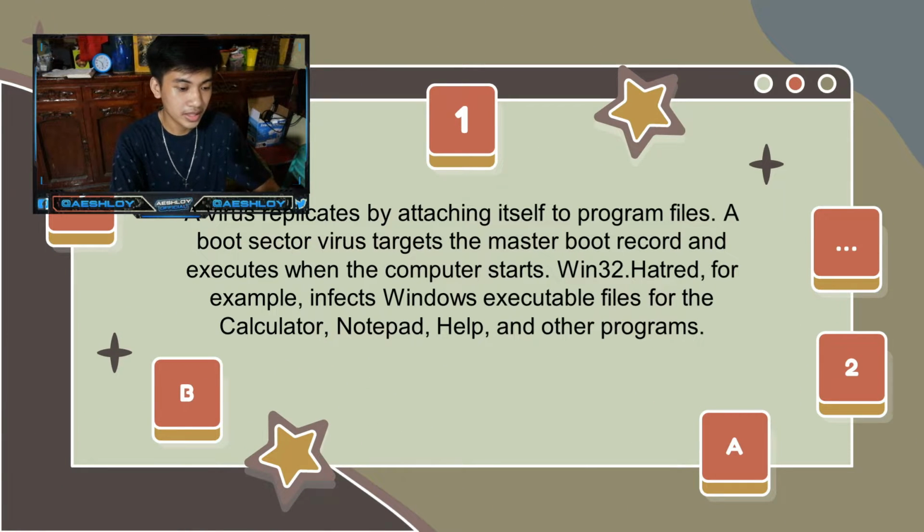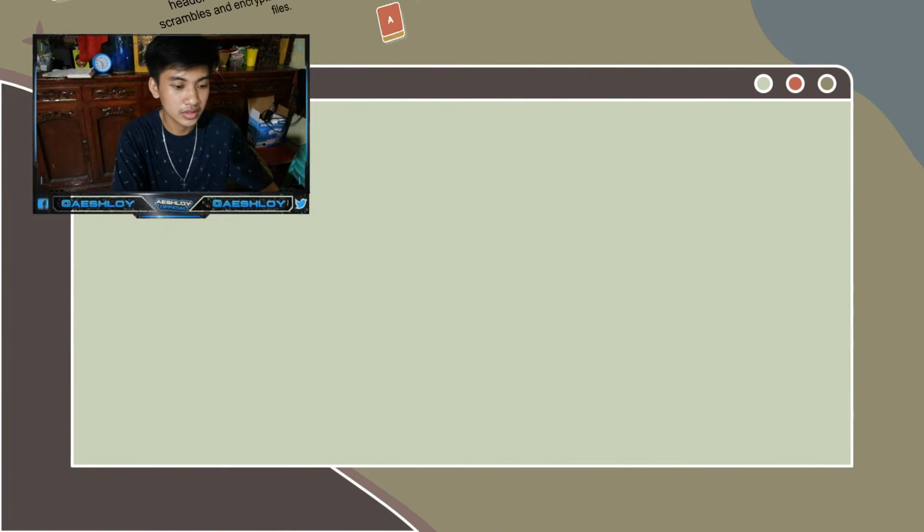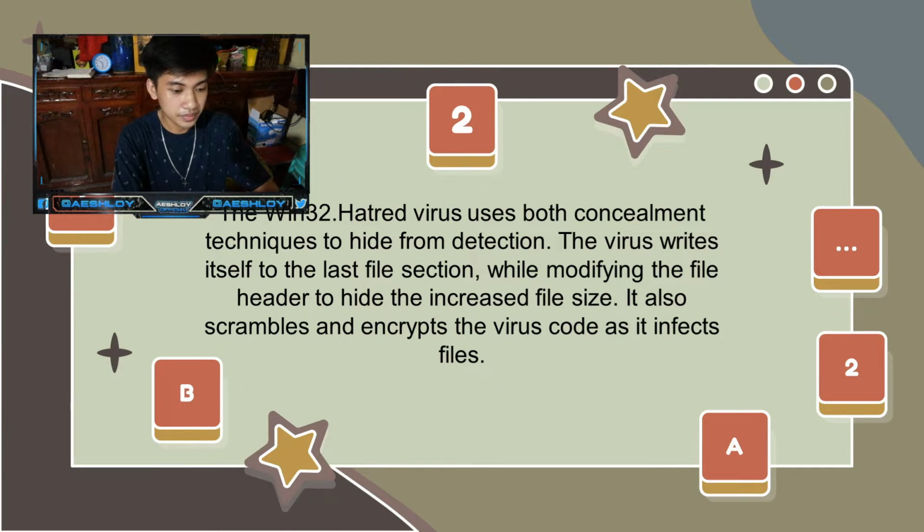Number 1, a virus replicates by attaching itself to program files. A boot sector virus targets the master boot record and executes when the computer starts. The Win32 virus, for example, infects Windows executable files for the calculator, notepad, help, and other programs. Then number 2, the Win32 virus uses concealment techniques to hide from detection. The virus writes itself to the last file section while modifying the file header to hide the increased file size. It also scrambles and encrypts the virus code as it infects files.